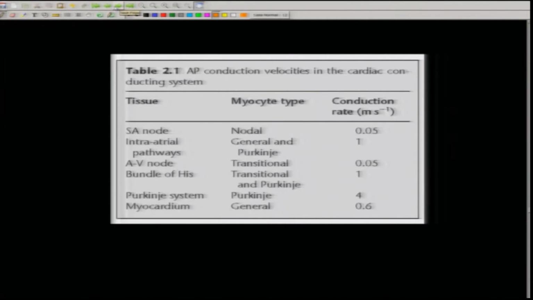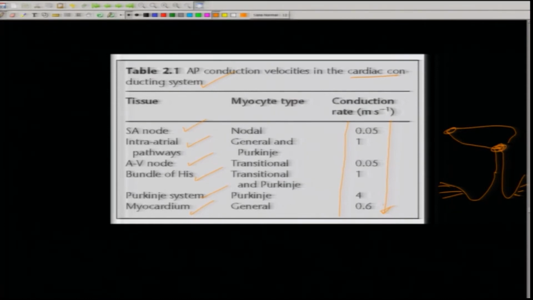Now if you see the action potential conduction velocities of the cardiac conducting system, these are the conduction velocities at different parts of the circuit I have drawn. So this is how it looks: SA node, intra-atrial pathway, AV node, bundle of His, Purkinje fiber, myocardium, and they have different velocities. This is for your academic interest, you can go through it.